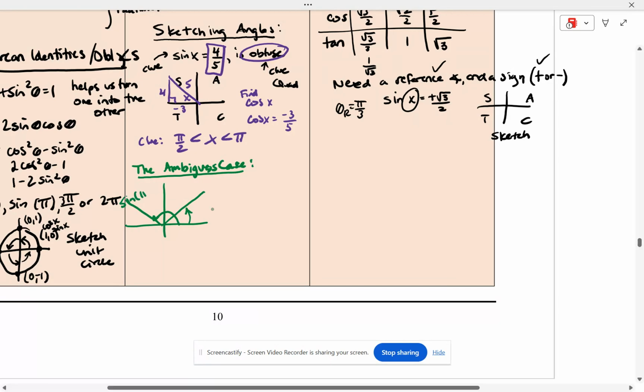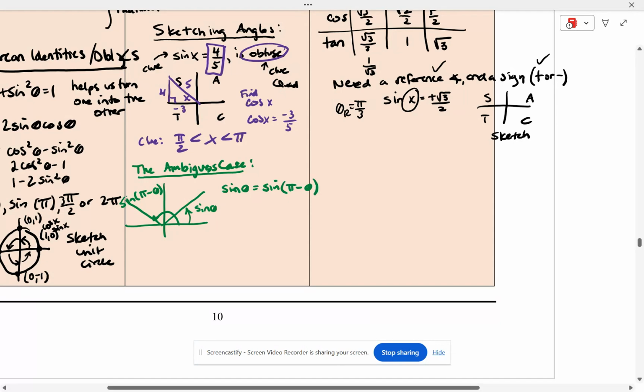Can I write this as the sine of pi minus theta? Does that make sense? If this is the sine of theta, is that an okay way to refer to them? Wait, what do you know about the sine ratio in quadrant 1 and quadrant 2? It's the same.